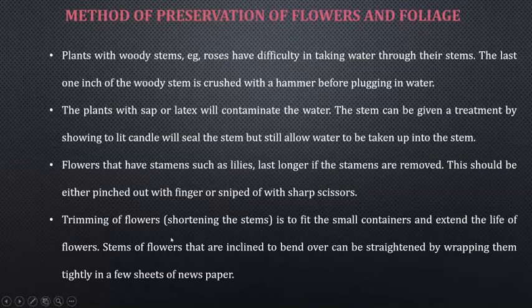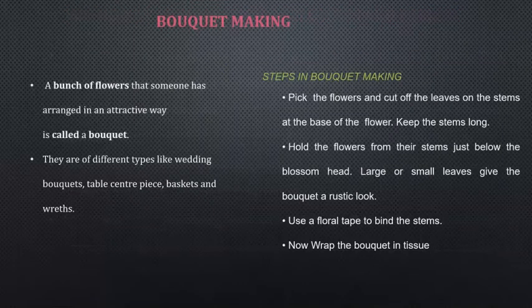Next is trimming of flowers. Trimming means shortening the stems, to fit small containers and extend the life of flowers. Stems of flowers that are inclined to bend over can be straightened by wrapping them tightly in a few sheets of newspaper. So that's all about the various methods that we can follow to preserve flowers and foliage.